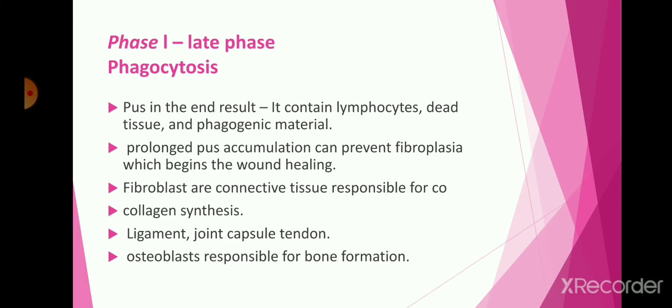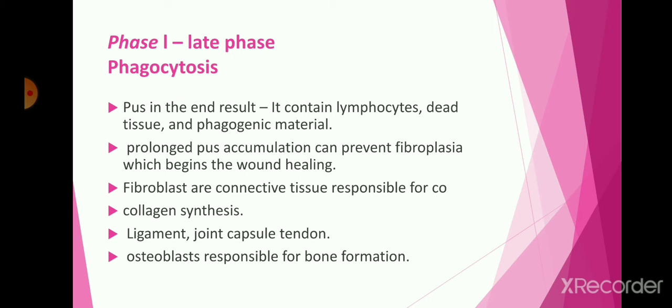So basically during phagocytosis, the end product is pus. It contains the lymphocyte, dead tissue, and phagocytic material, which are phagocytosed by the cell. Prolonged pus accumulation can prevent the fibroplasia which begins in wound healing. So pus formation is essential for the regeneration of the tissue.